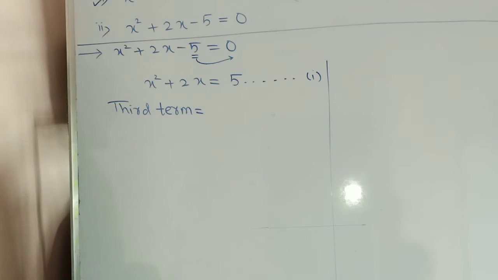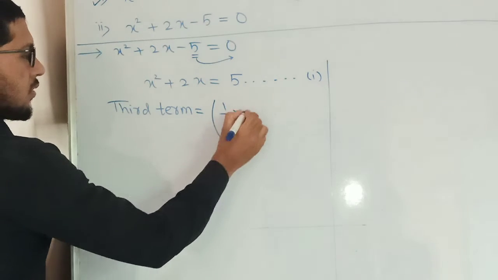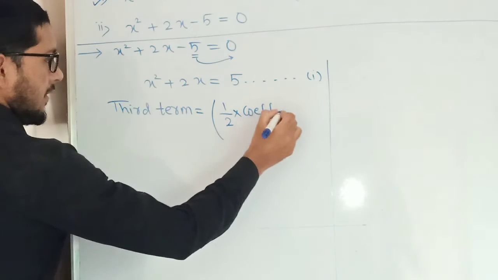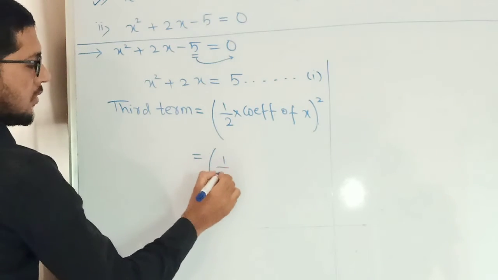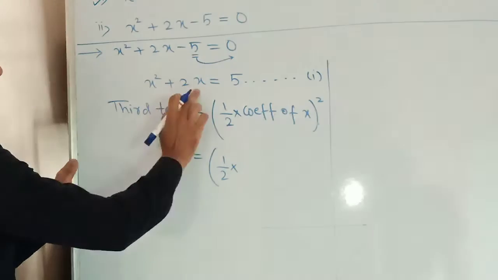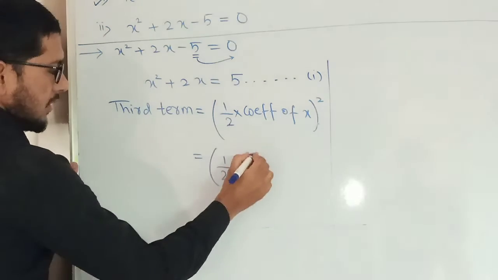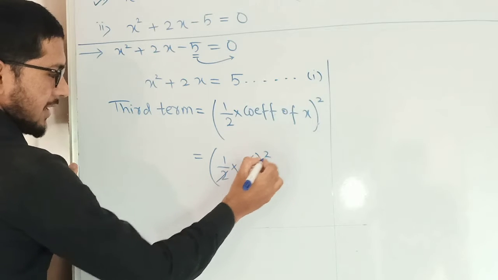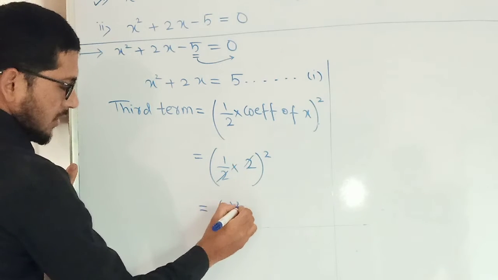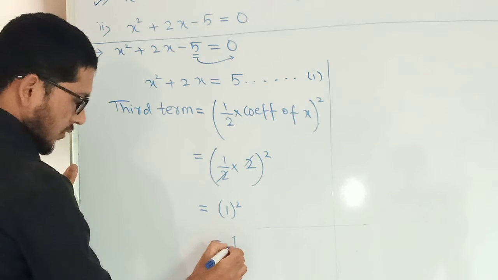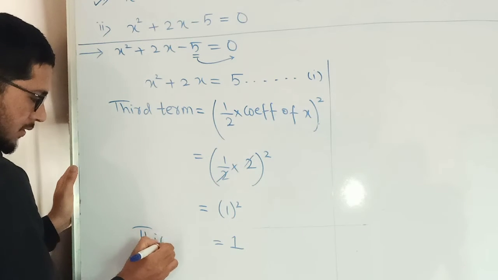What is the formula of the third term? 1 upon 2 into coefficient of x, bracket square. So 1 upon 2 is the same. What is the coefficient of x here? You can see 2. This is x and the coefficient of x is 2. The 2 gets cancelled. Square is the same. What is left? 1. 1 square is 1 only. Therefore, the third term you are getting is 1.